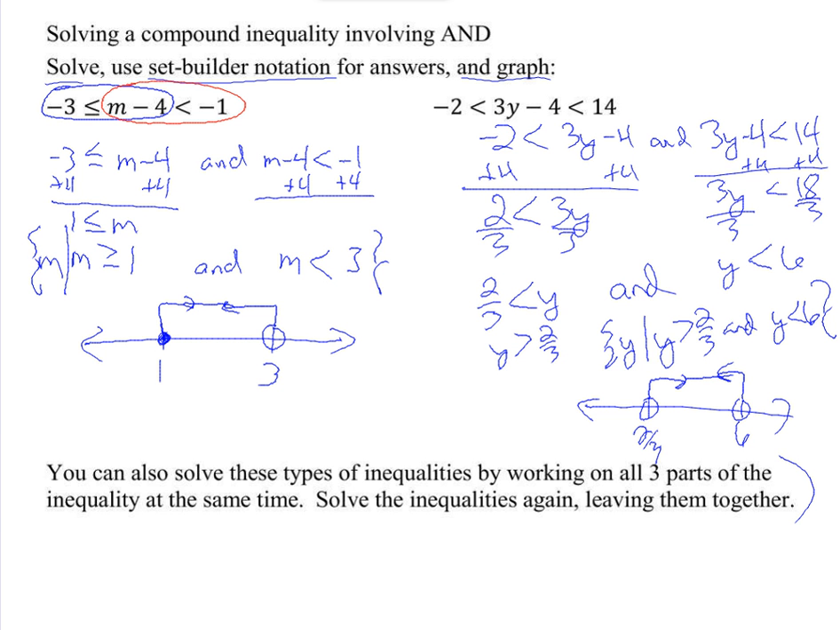The point is, you actually don't have to separate these out. You need to understand that it's an and statement, but you can leave them put together. And instead of dividing both sides by 3, you have 3 parts here. You're going to divide everything by 3, all 3 sides by 3. So I'm going to erase everything that's up here and solve these again without splitting them up. Then we'll put it in set builder notation and graph it. So here we go.